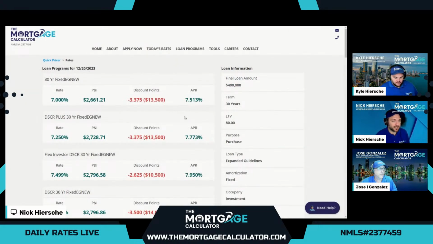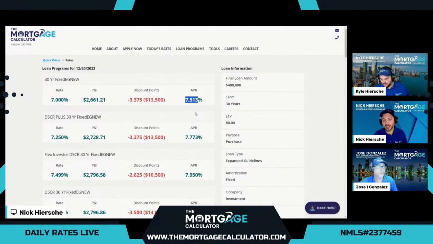So DSCR rates still absolutely smoking. 7% rate, 3.375 discount points in cost. Final APR 7.513. Remember, the conventional options were just a touch over 7, so within a half a point with DSCR. I'd say 99% of investors, when DSCR is within a half a point in conventional, will choose a DSCR option. So definitely recommend all our investors out there, check out the DSCR options we have and compare it.